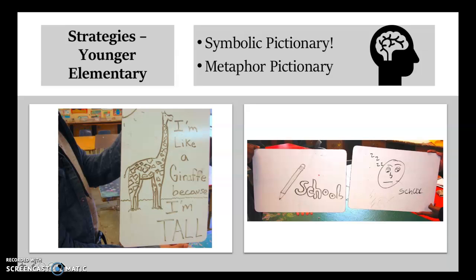So this implements symbolism in a smaller way than in a bigger way. And then the Metaphoric Pictionary uses metaphors. So as the example on the left, the student says, I'm like a giraffe because I'm tall. So he symbolizes with a giraffe because giraffes are tall and he's tall.